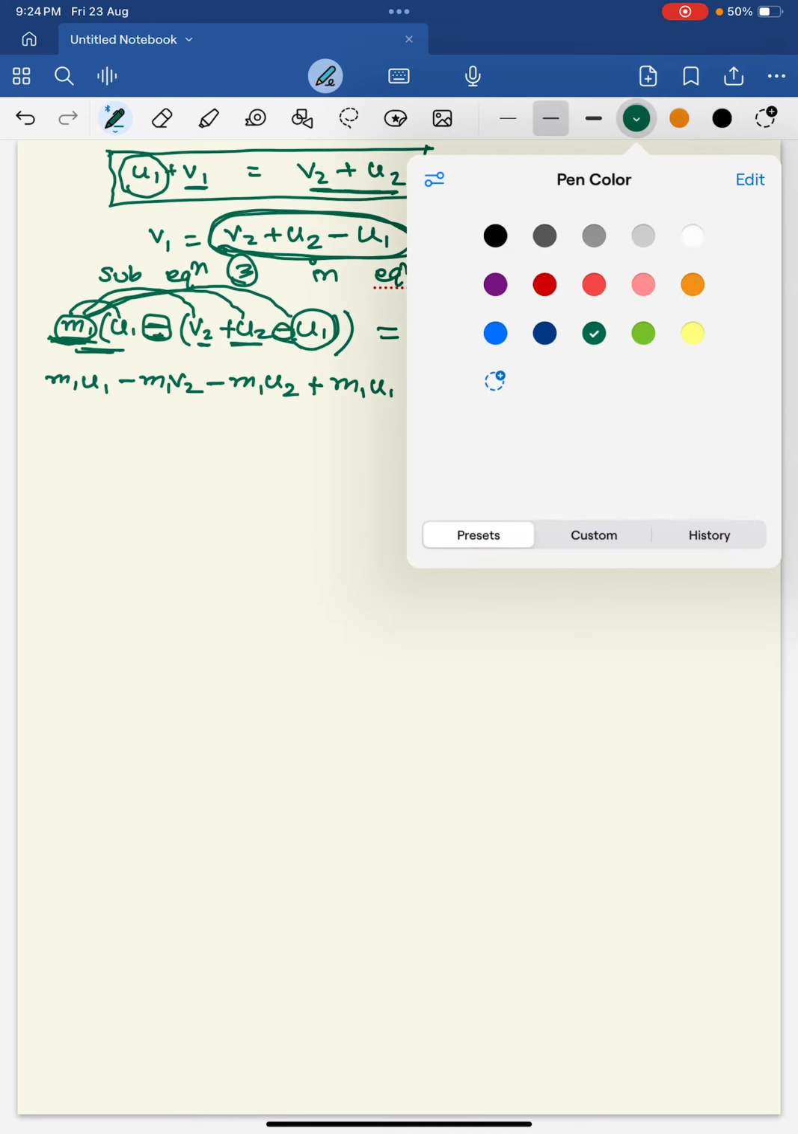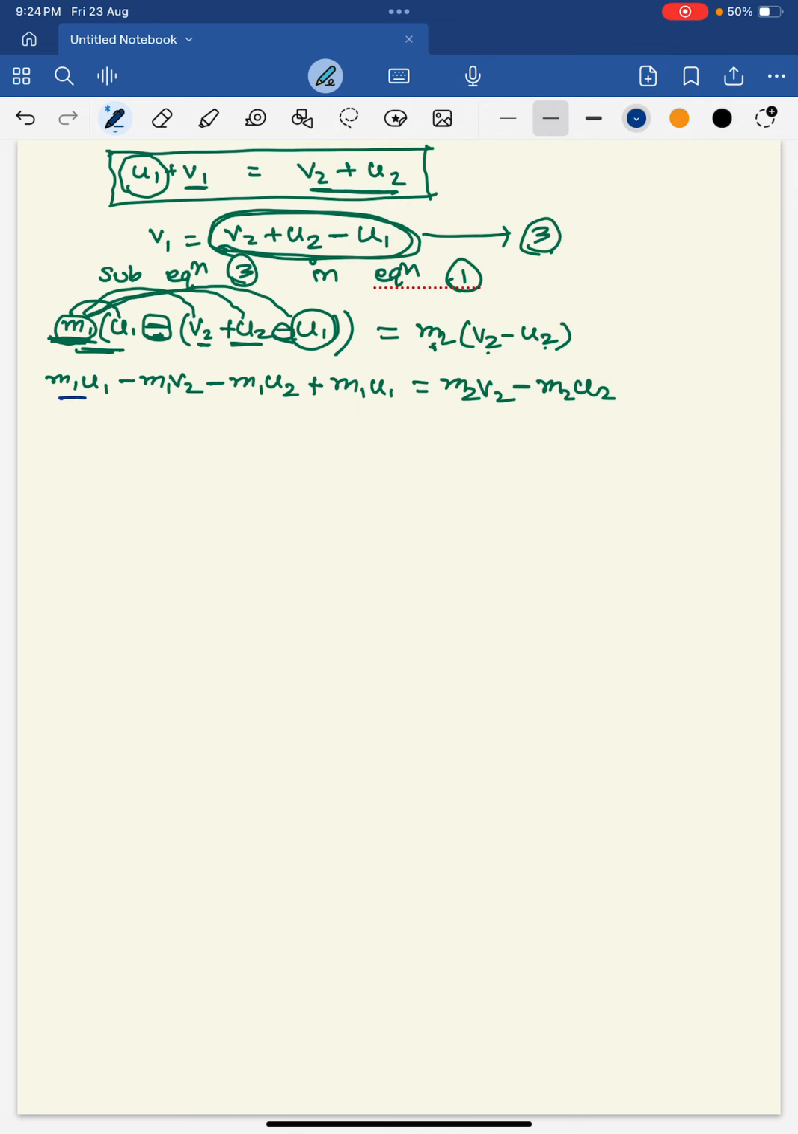Okay, so after getting this step, look here, M1 U1 term will be there. Here also plus M1 U1. So we can add these two terms, right? If we are adding, you will get 2M1 U1 minus M1 V2 minus M1 U2 is equal to M2 V2 minus M2 U2. So this is the expression I got, right? After getting this equation, now what I'm going to do here, take U1 terms and all on one side, U2 terms and all on the other side. Let's see the next step.